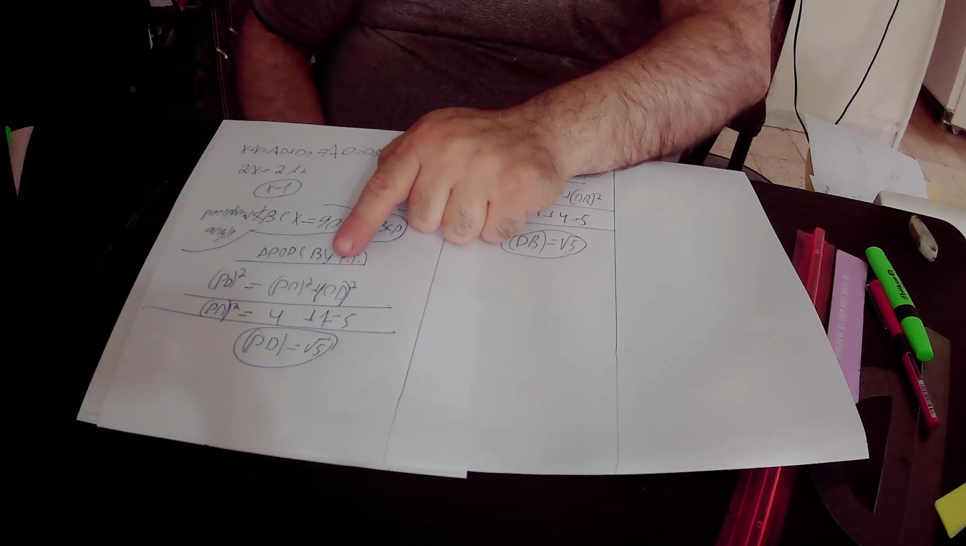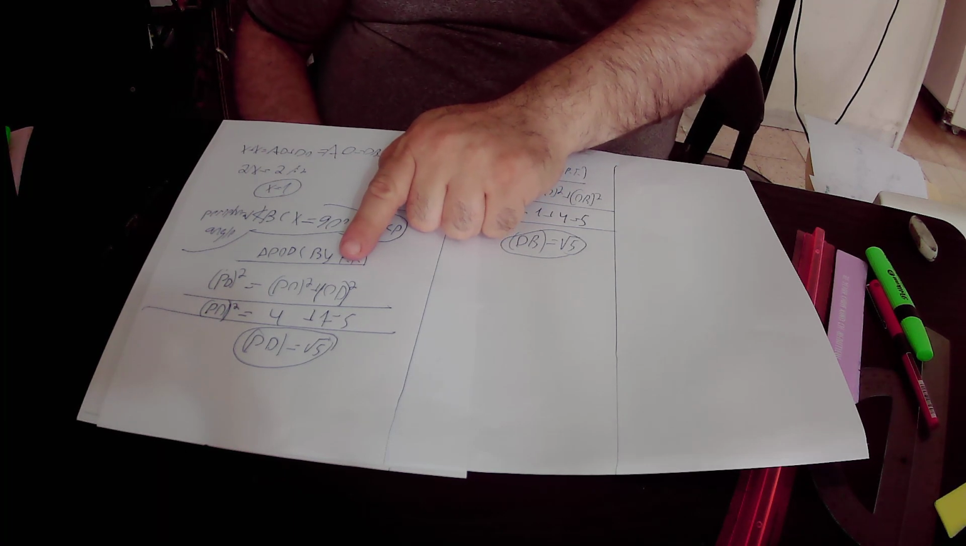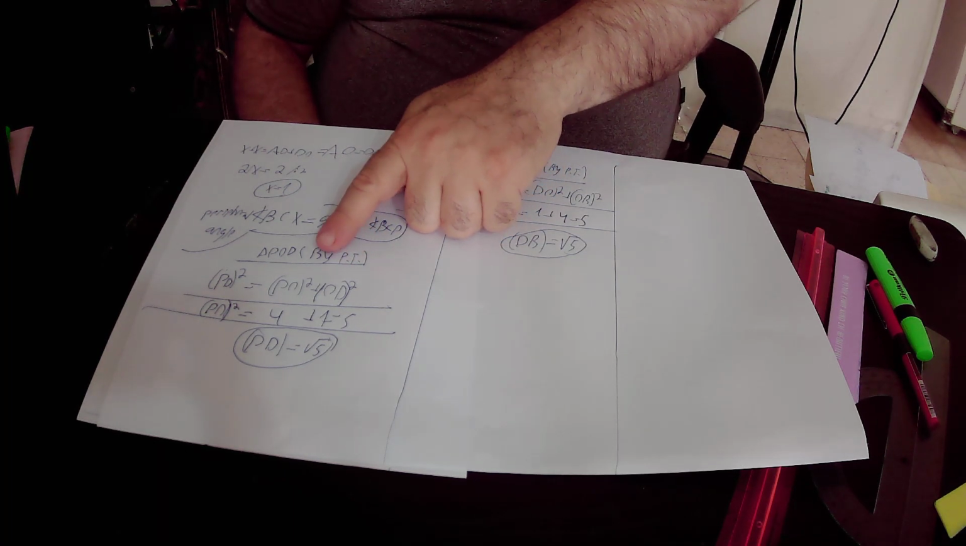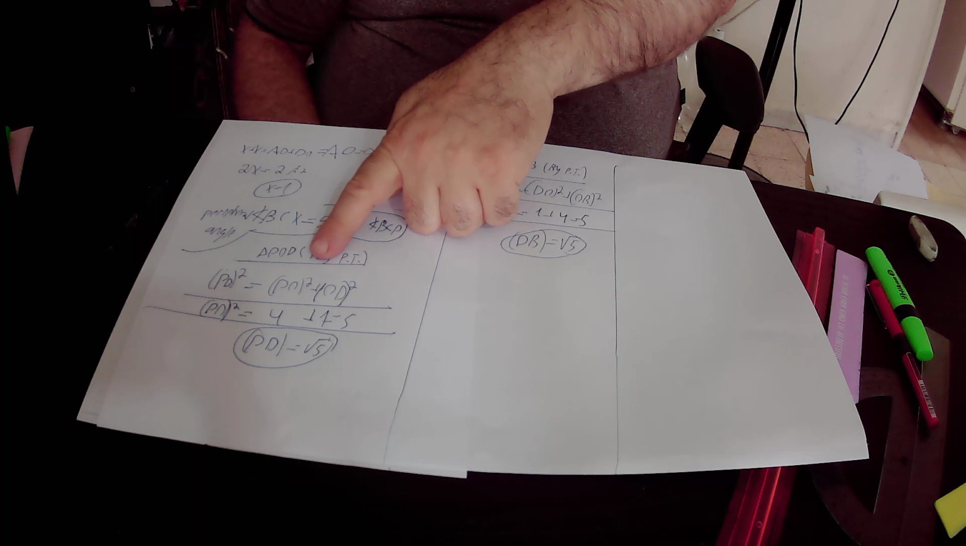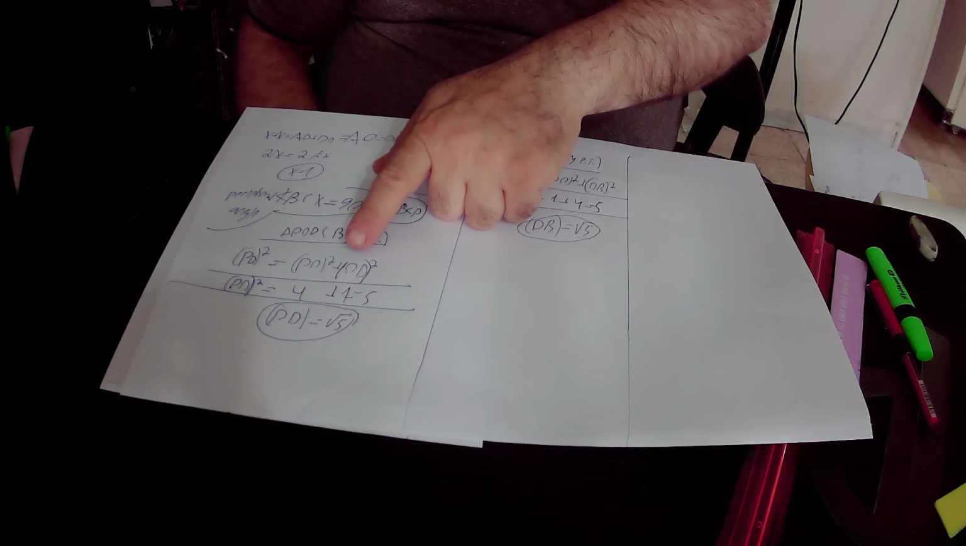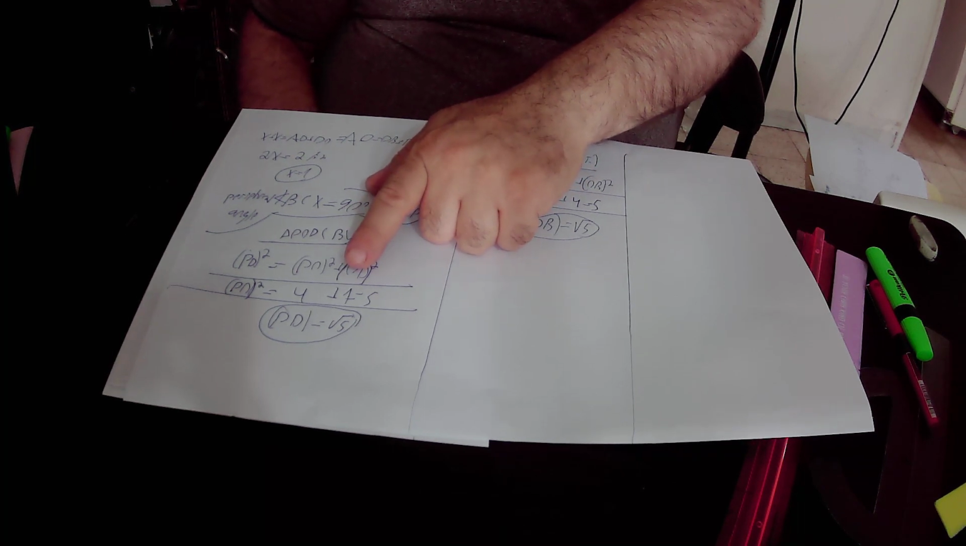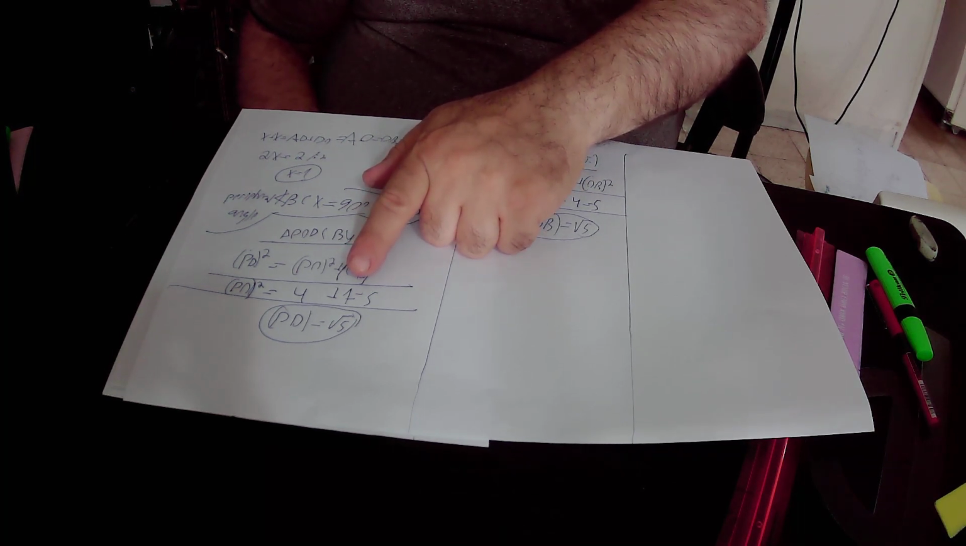In the right triangle PDO, PD square equals PO square plus OD square. PO is 2, so PO square is 2 square, that is 4, plus OD square. OD is 1, so OD square is 1 square, that is 1. So in conclusion, we found out that PD square equals 1 plus 4, that is 5. We took the square root of this equation and found out that PD equals square root of 5 units.